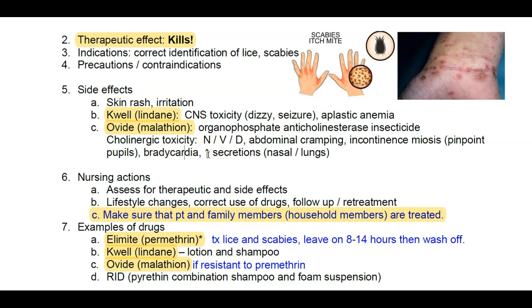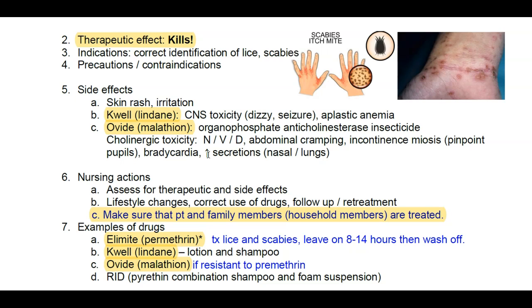Nursing action, we need to make sure that we're assessing for therapeutic and side effects, and maybe lifestyle changes, and also making sure that they're using the right drugs and that they need to follow up. And if needed, we need to retreat the patient. And lastly, we need to make sure that not only do we treat the patient, but we also have to treat the family members or the members of that household, because if we don't treat everyone, they're going to just keep on coming back because it's contagious.